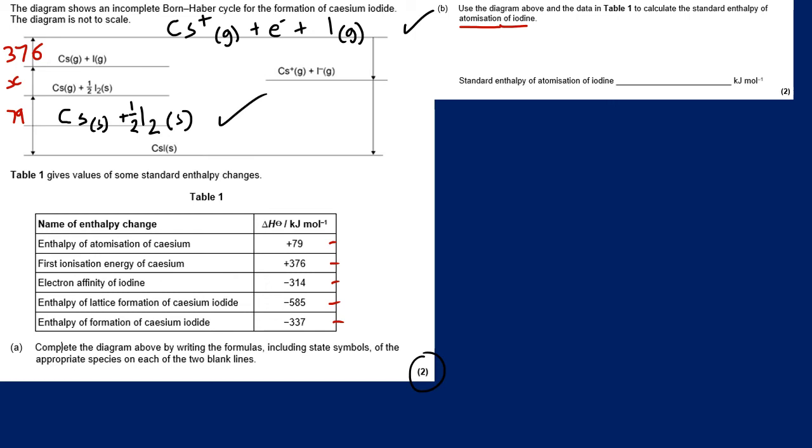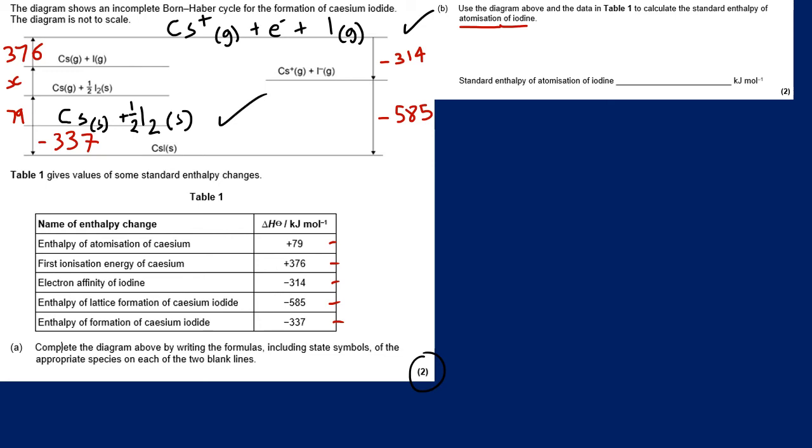The next arrow coming down is the electron affinity of iodine. And in this case, it's -314. I expected it to be negative, and it is. And the enthalpy of lattice formation is -585. That's this value. And then we've got the enthalpy formation, -337. Do not get those the wrong way around. It's important that we know the difference. So what do we do now?